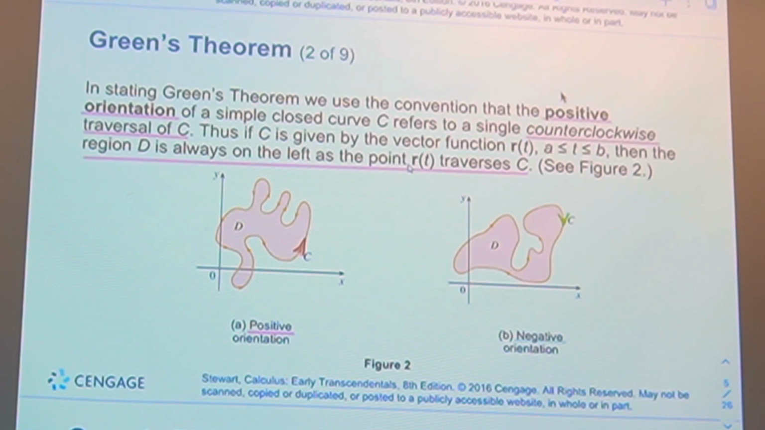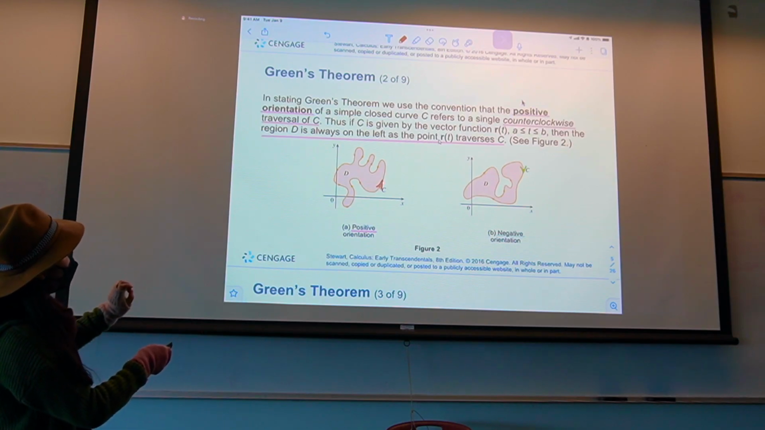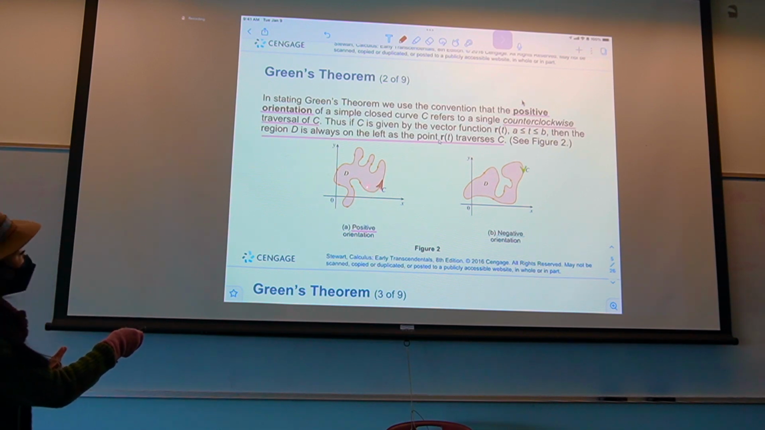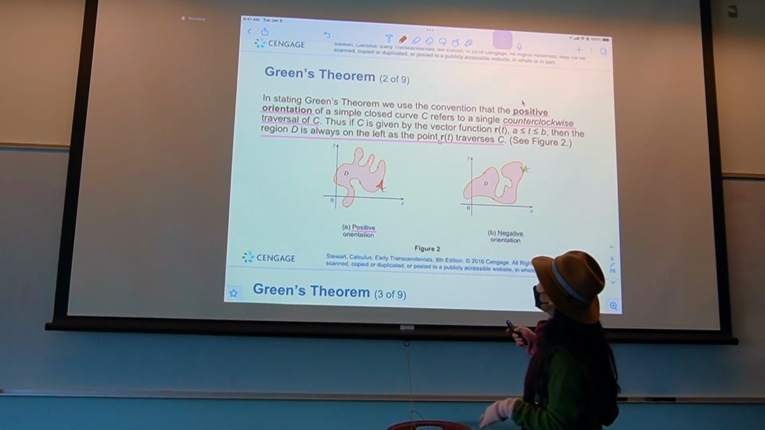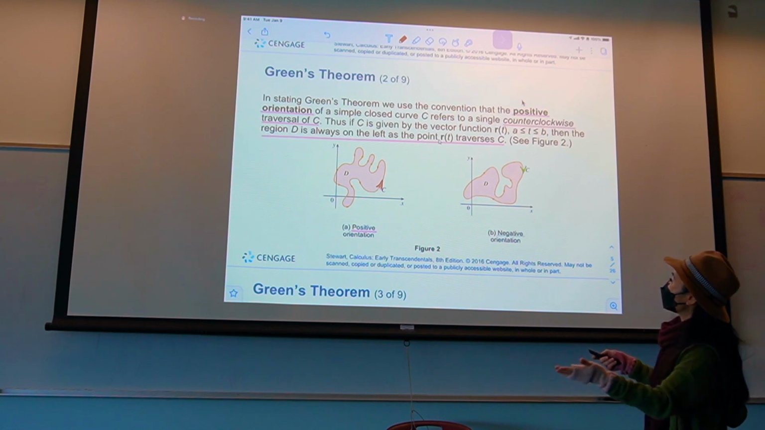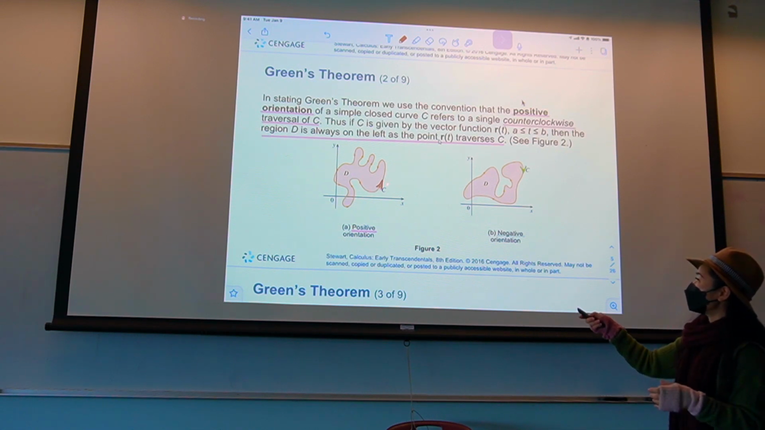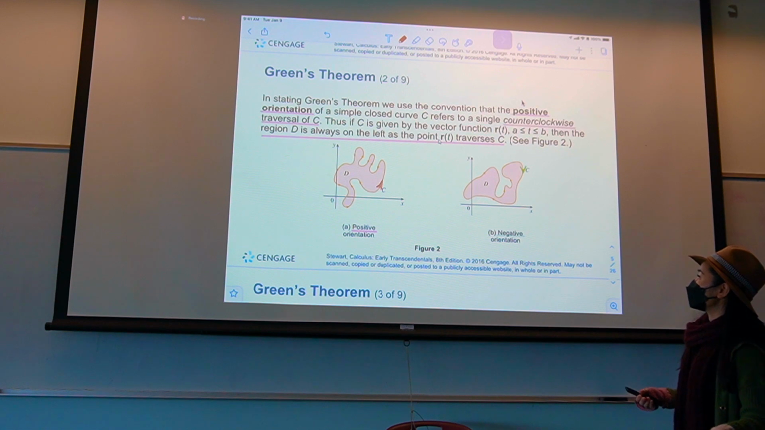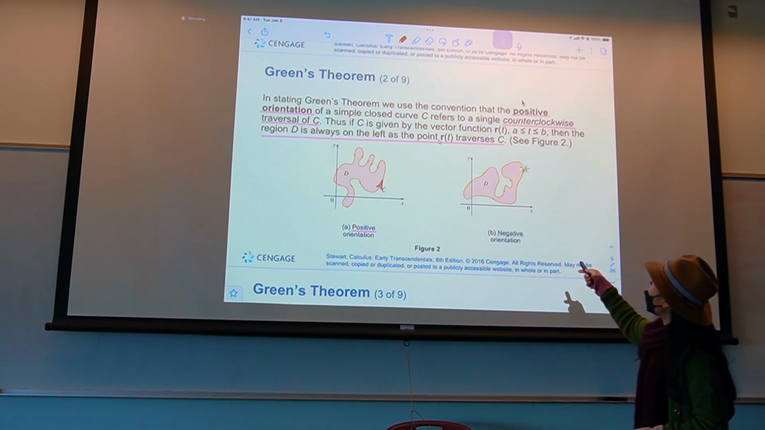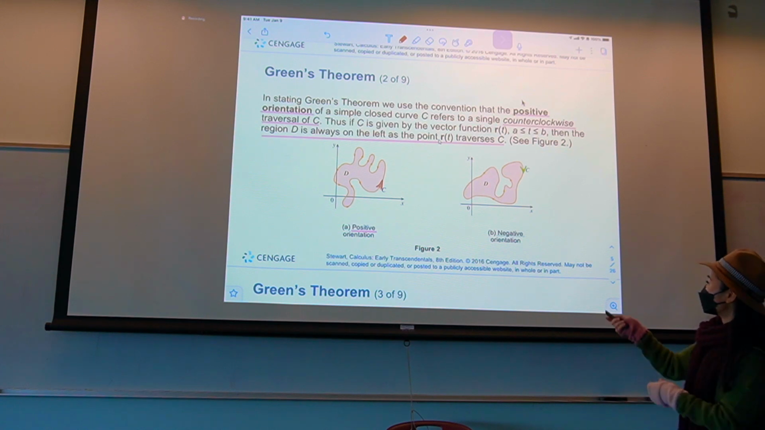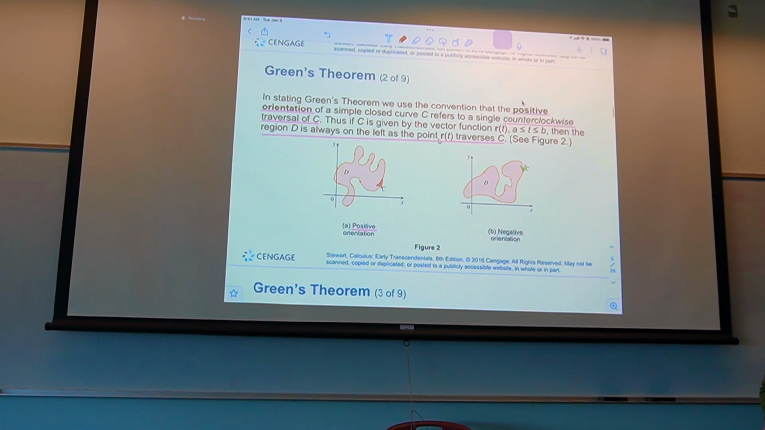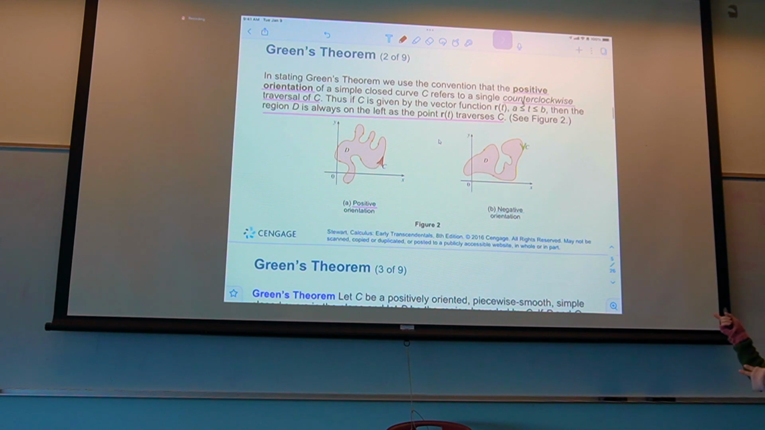The way we can think about this orientation is when you walk along the curve, following the direction of the arrow, the region is always on your left. Imagine that you walk along this boundary, like a garden, then the region is always on your left. Now for this one, if you walk along, the region is on your right. So this is negative orientation, and this is positive orientation. That explains the concept of positive or negative orientation.